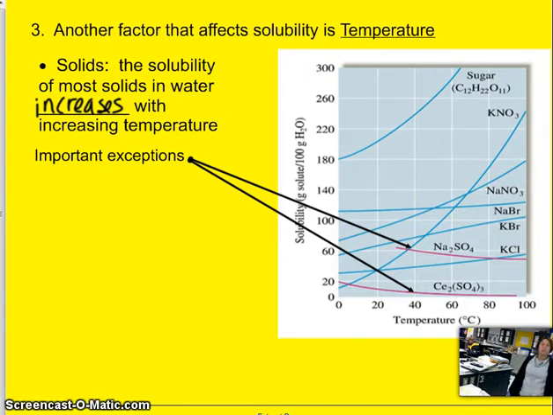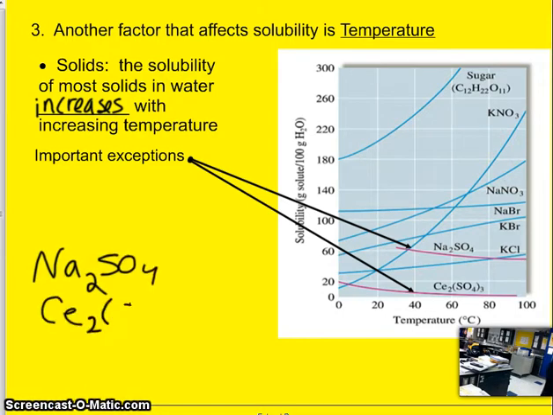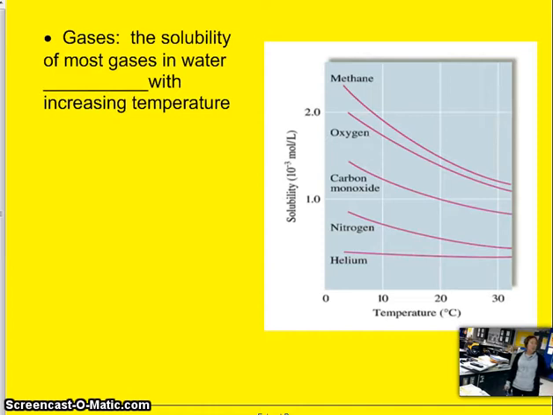Some important exceptions are the sodium sulfate and the cerium sulfate. I think you don't have to memorize those exceptions anymore. With gases, the trend is opposite. Gases are more soluble when it's cold. So the solubility of most gases in water decreases with increasing temperature. As it gets hotter, you can dissolve less oxygen, less carbon monoxide, less methane, less everything.